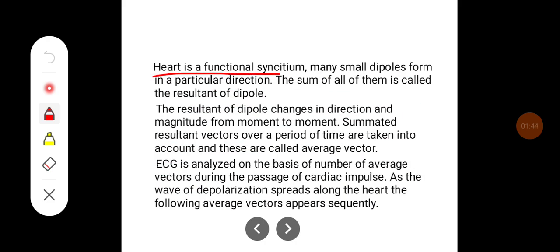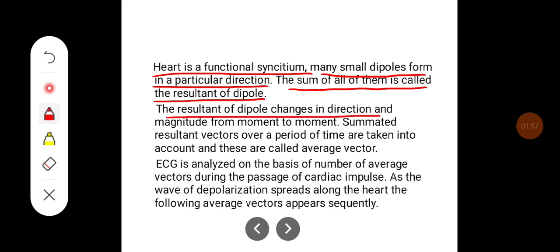Heart is a functional syncytium. Many small dipoles form in a particular direction. The sum of all of them is called as a resultant of dipole. The resultant of dipole changes in direction and magnitude from moment to moment. The summated resultant vectors over a period of time are taken into account and these are called average vector.